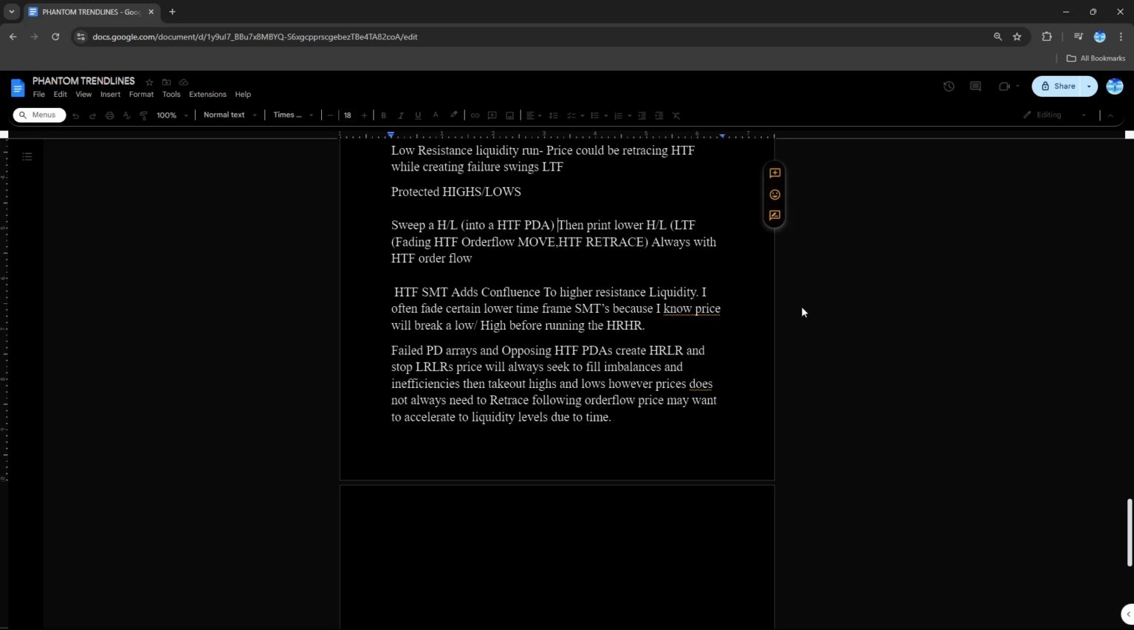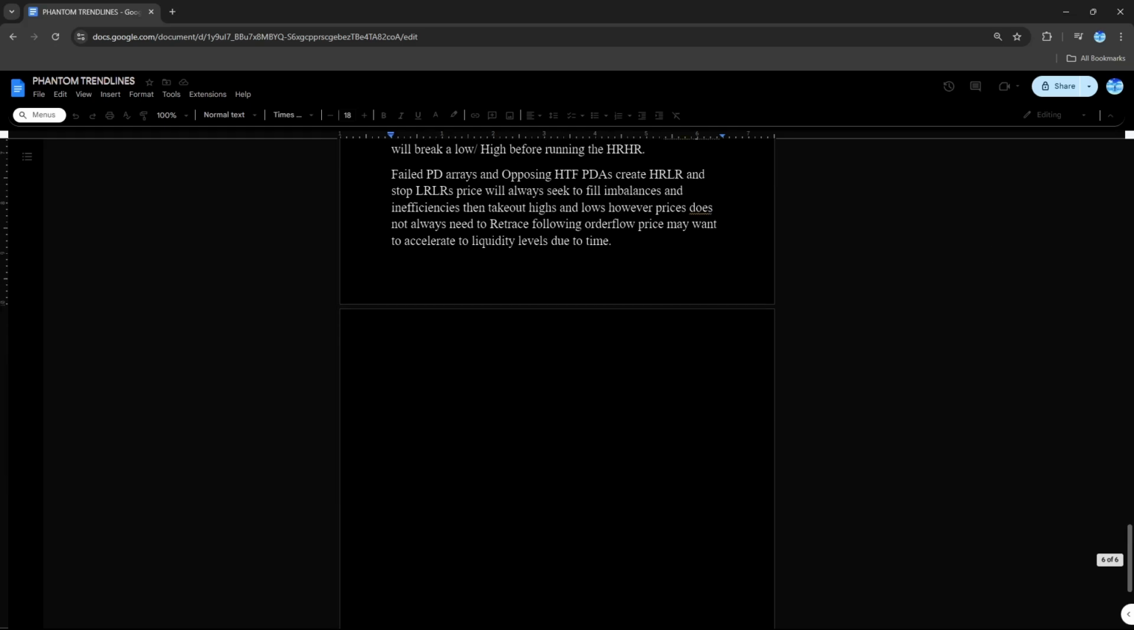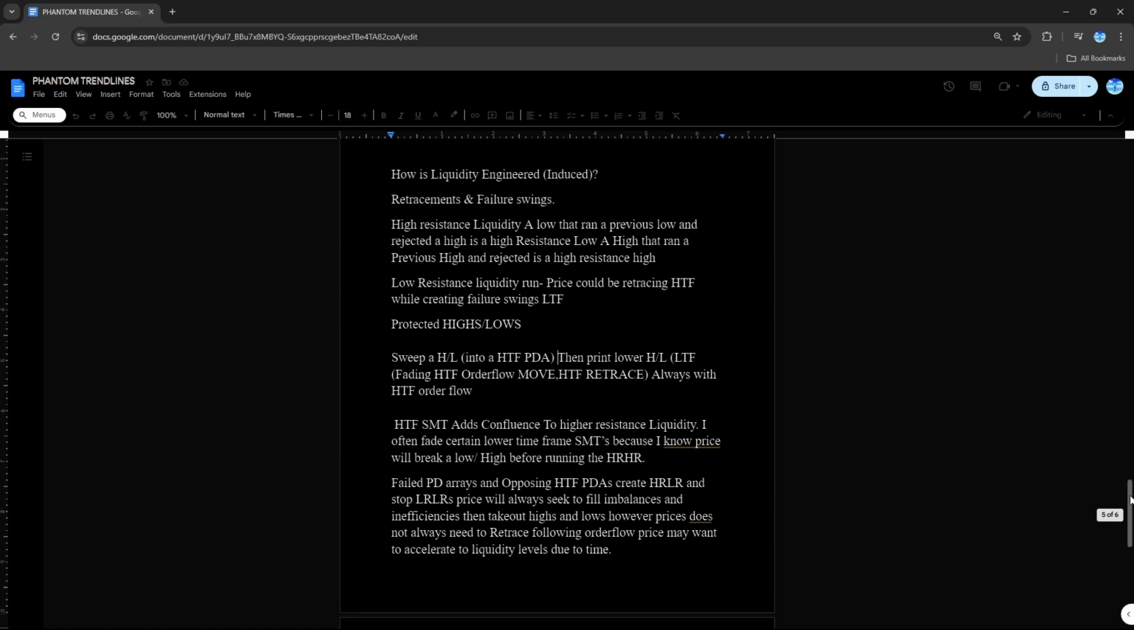Price may want to accelerate to liquidity levels due to time, whether that time being the end of the day, or a certain session. Just keep that in mind when you're going on the chart and looking over your own notes and everything.